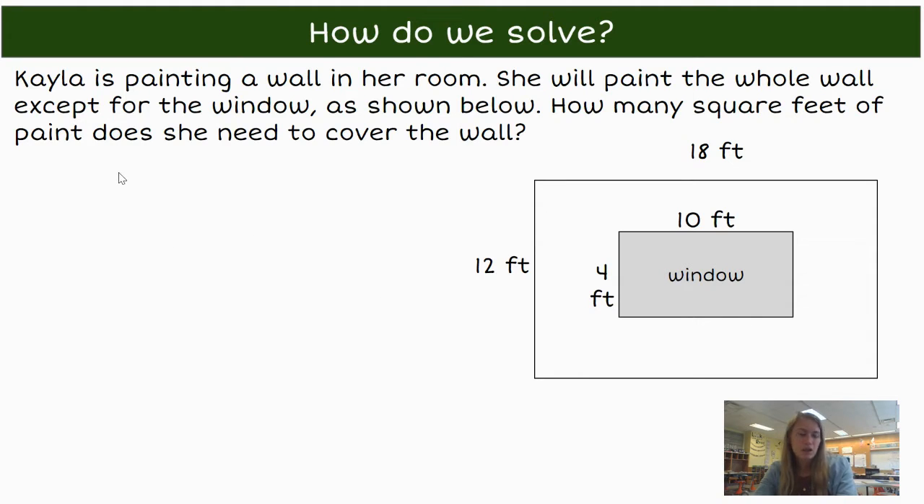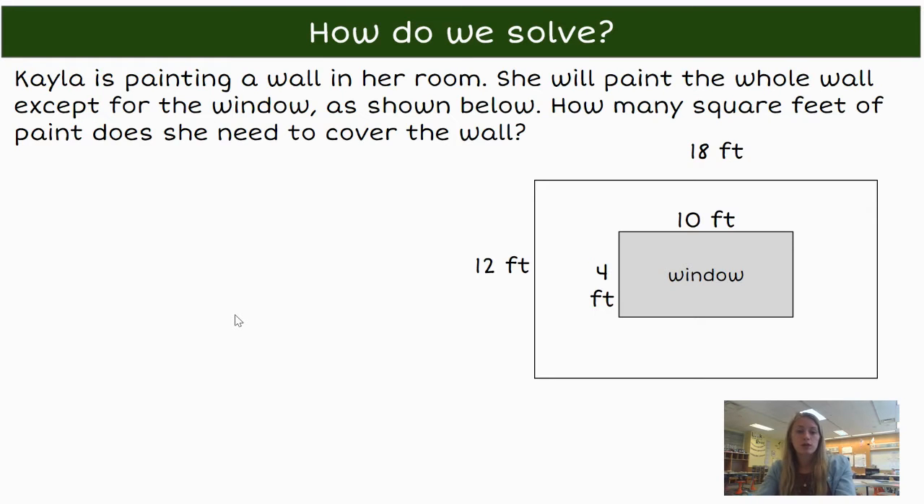strategy. The word problem says Kayla is painting a wall in her room. She will paint the whole wall except for the window as shown below. How many square feet of paint does she need to cover the wall? So we're looking for specifically paint to cover just the wall and not this window. So when we are looking for a whole and we're taking away a piece of it, then we know the operation is going to be subtract, right?